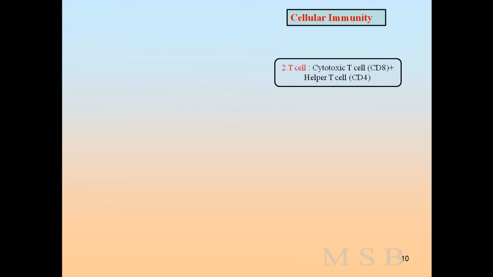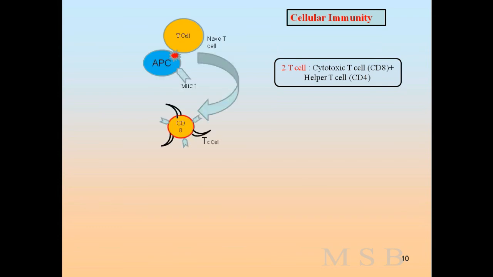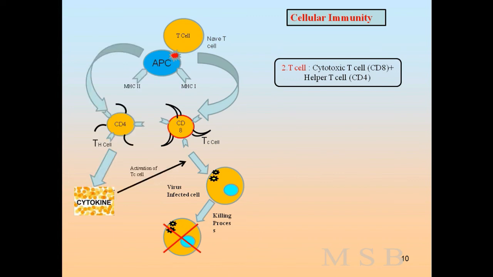Cytotoxic T cells have a CD8 glycoprotein on their membrane that recognizes only the antigen and MHC1 molecule complex. They have a major role in killing the pathogen by directly interacting with invading microbes. Likewise, the helper T cell has a CD4 glycoprotein on its membrane that recognizes only the antigen and MHC2 molecule complex, and secretes various growth factors known as cytokines.